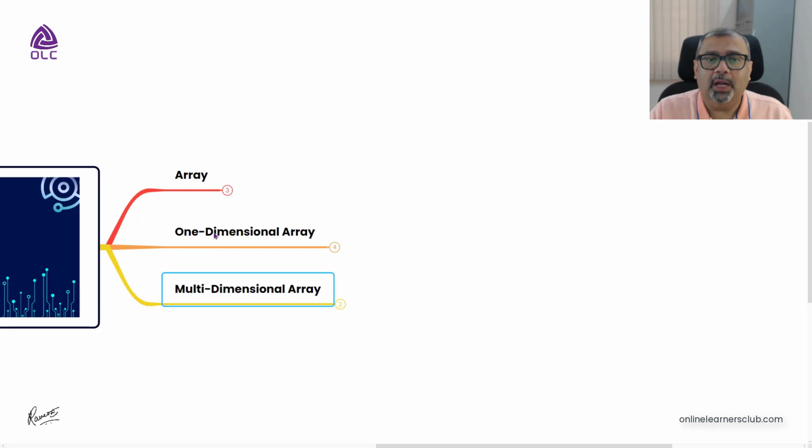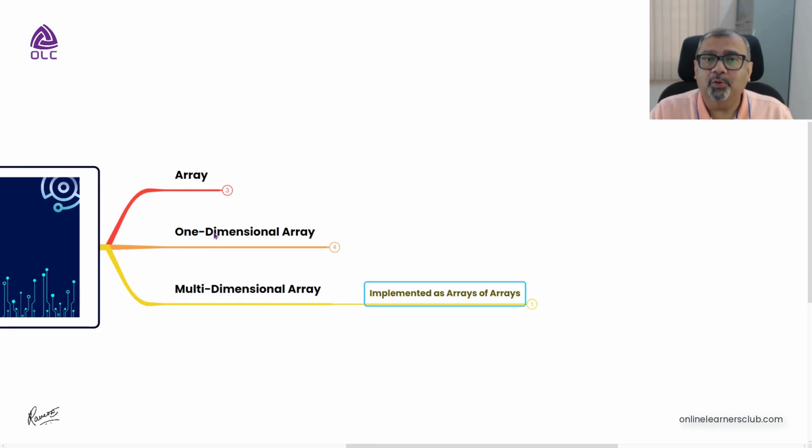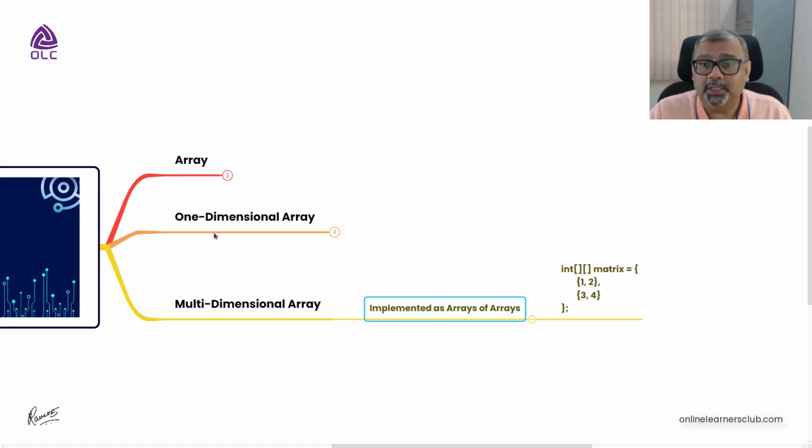Let's look at the multidimensional array, which is the implementation of an array of arrays. If you want to represent something like row and column data, it's like a 2-dimensional array. Similarly, if you have additional dimensions, you can also have a 3-dimensional array or n-dimensional arrays depending on your requirement. It is very much possible. In this example, we have an int array of arrays, a 2-dimensional integer array, an array of arrays, say a matrix.